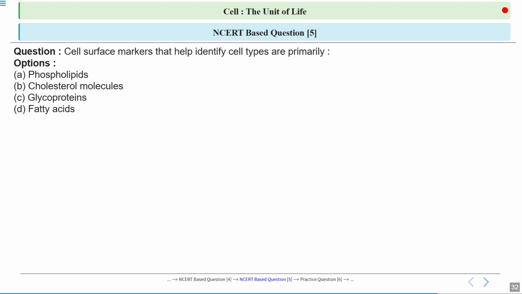The next question, cell surface markers that help identify cell types are primarily. What are the options? Phospholipid, cholesterol, glycoproteins, or fatty acid. What will be the correct answer?